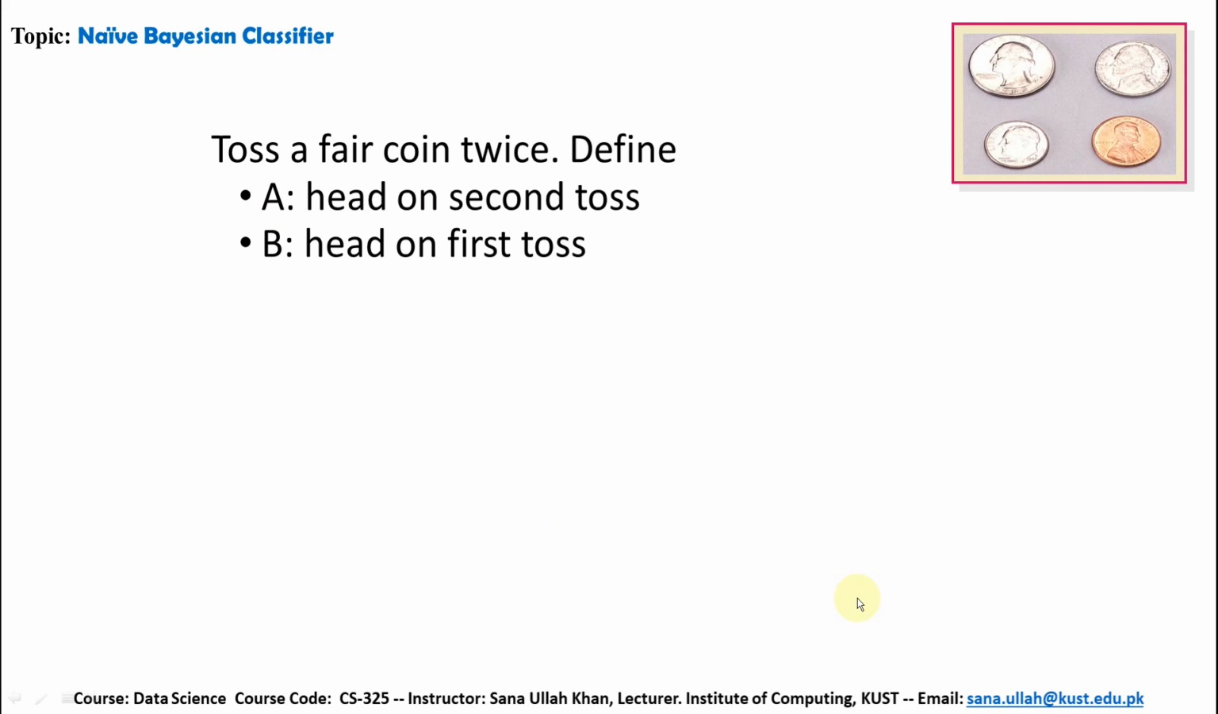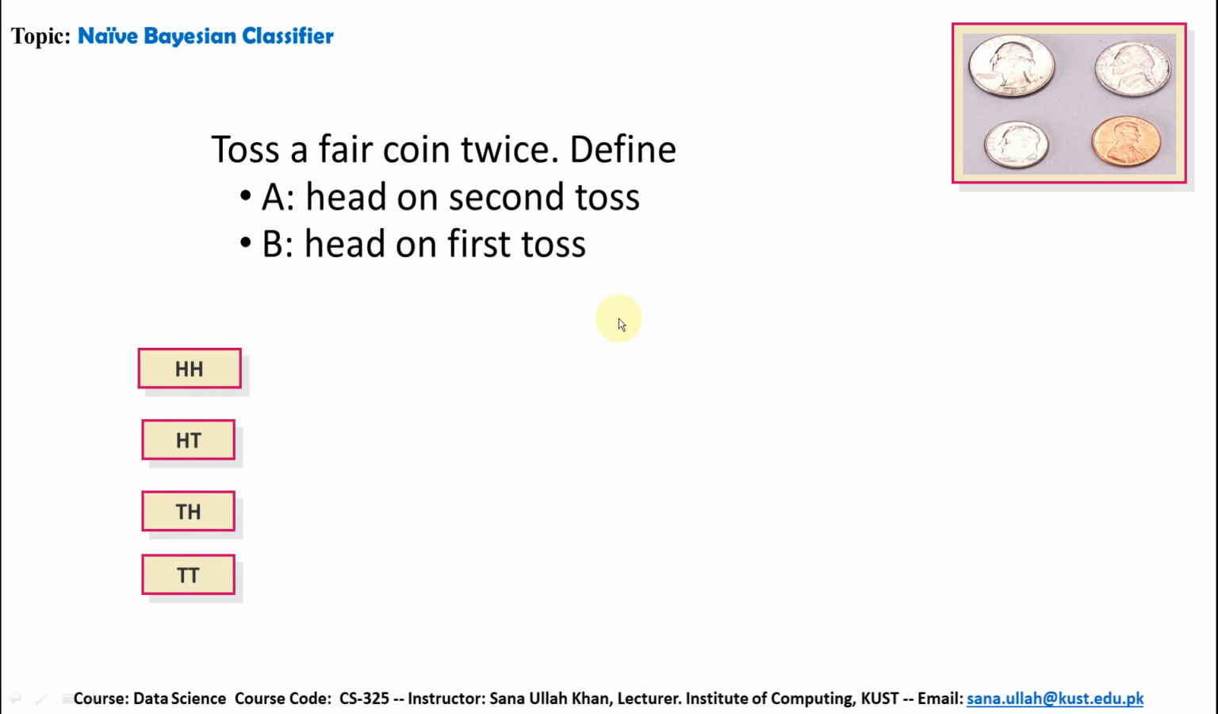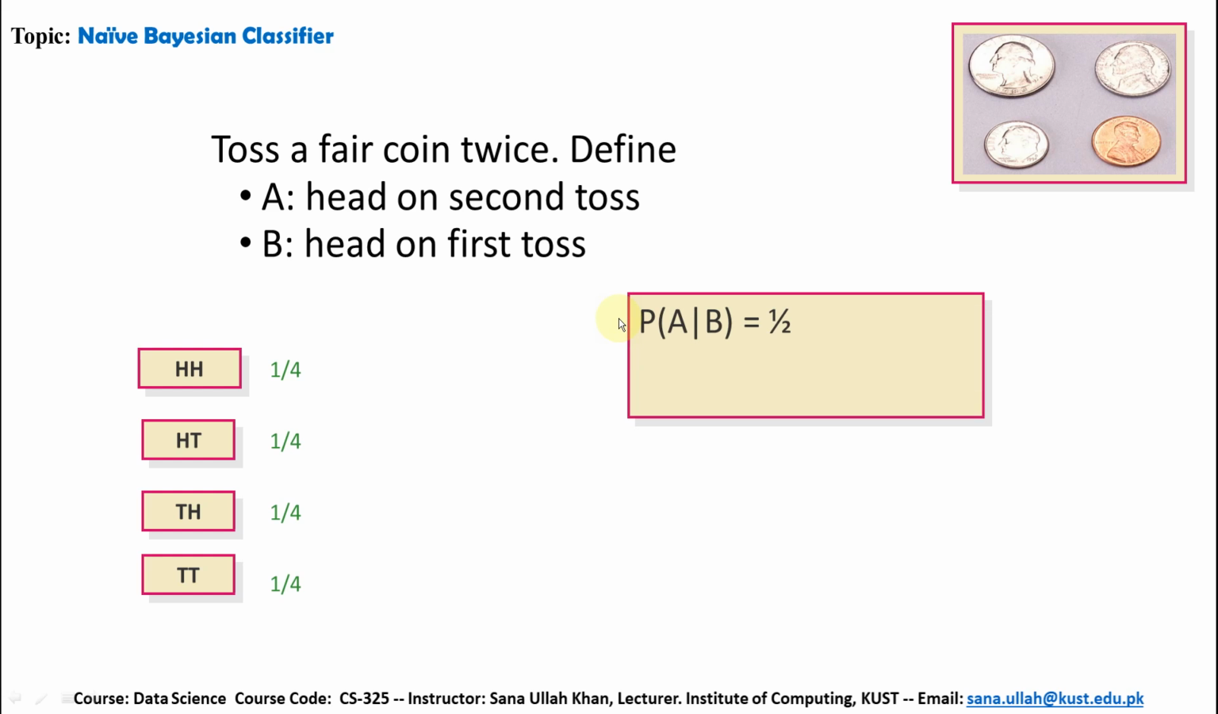So toss a fair coin twice. Define A: head on the second toss, and B: head on the first toss. So find the probability. If we toss a coin two times, this is the probability of each one. The probability of A given B is 1/2.